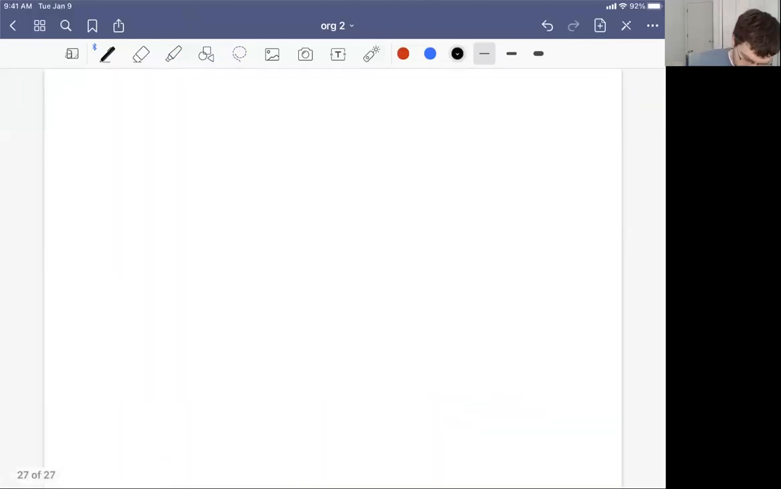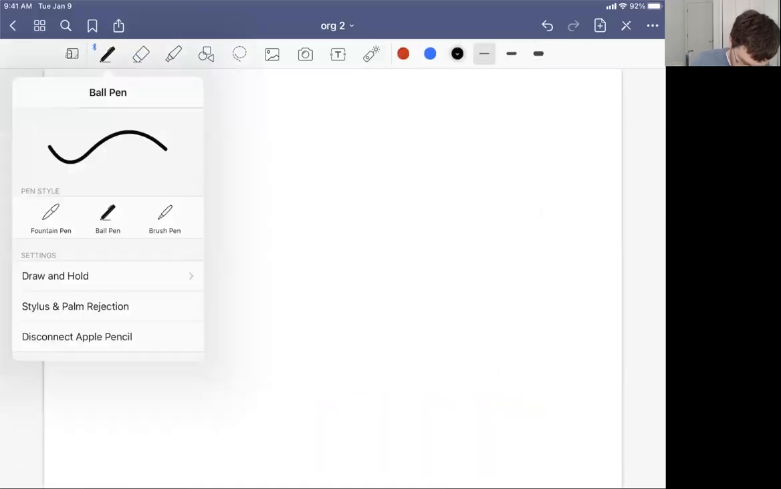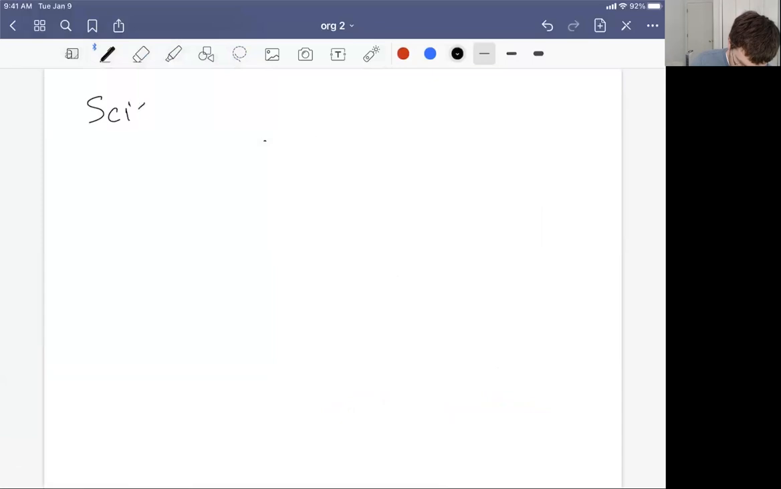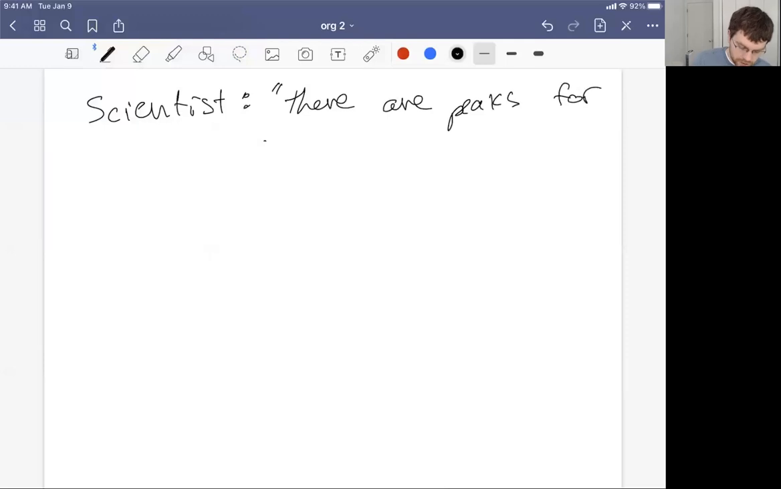So the experimentalist, or the scientist, says there are peaks, and these peaks correspond to absorption events.